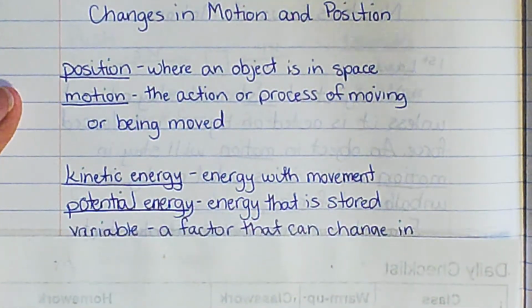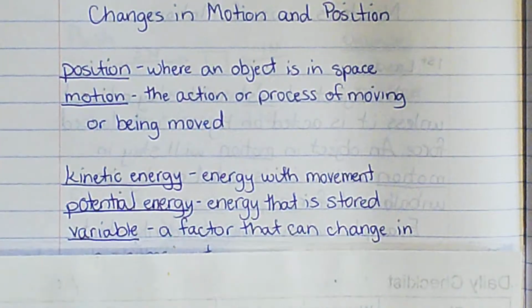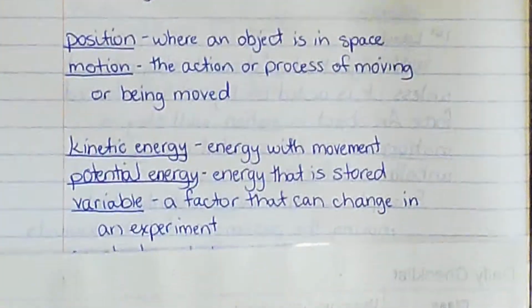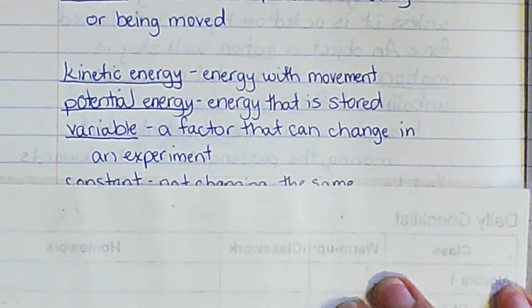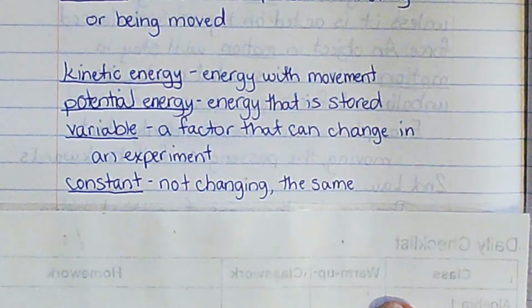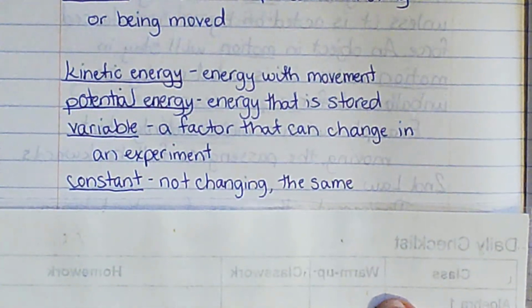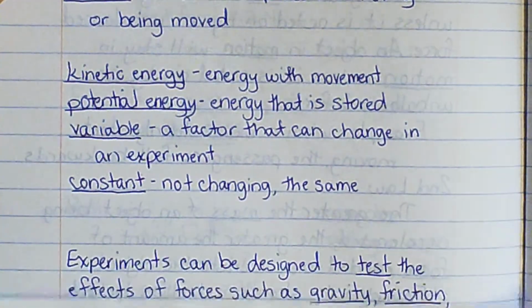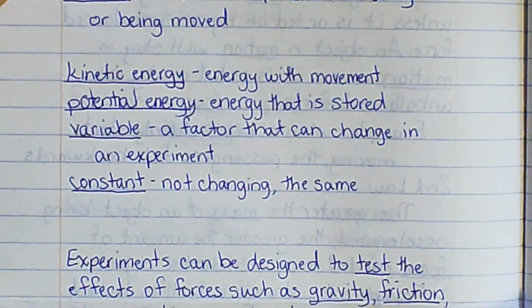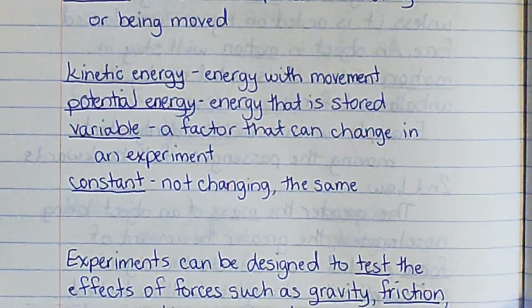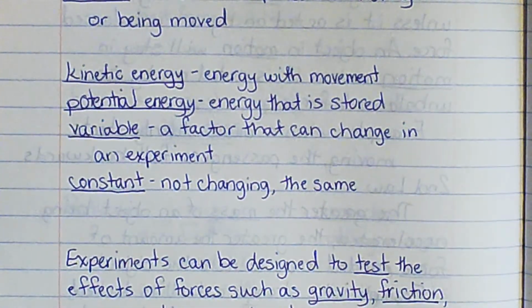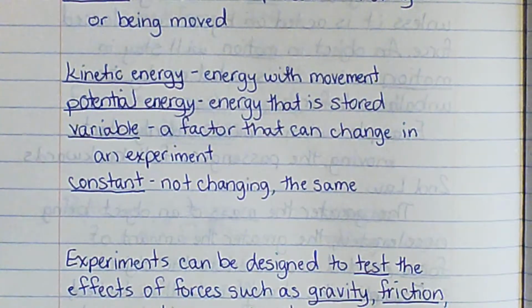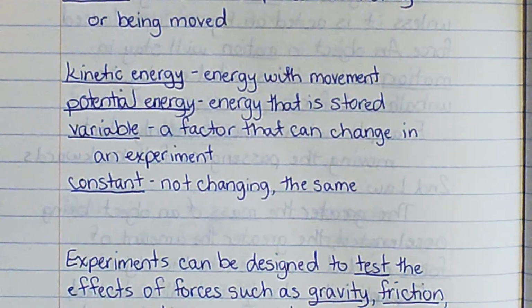Okay? A variable is a factor that can change in an experiment, and a constant means it's not changing, that is staying the same in an experiment or whatever you're doing. It's staying constant. Now, experiments can be designed to test the effects of forces such as gravity, friction, or magnetism on objects. When an object resists movement by force, it has inertia.